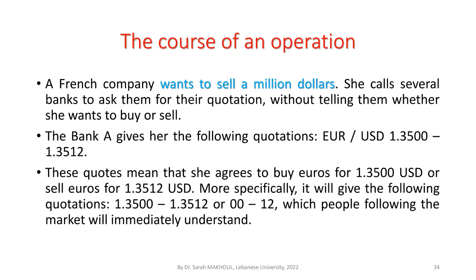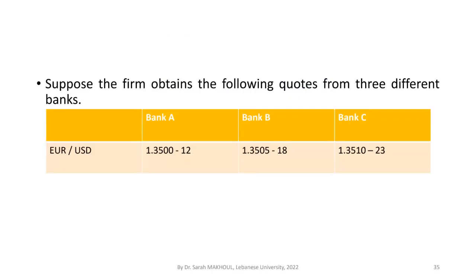So these quotes mean that the bank agrees to buy euros for 1.35 per dollar, or to sell euros for 1.3512 US dollars. More specifically, it will give you the following quotation as mentioned. Using the abbreviation, people who follow the market will immediately understand that the first two decimals are the same as shown.